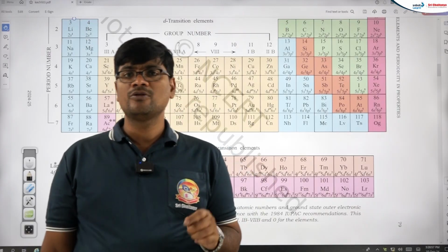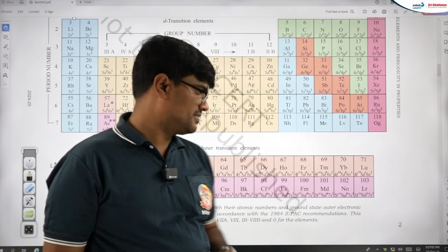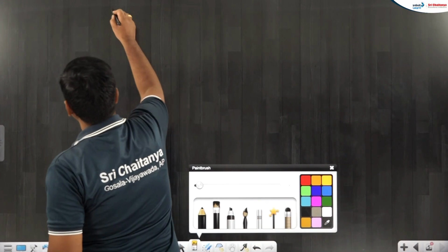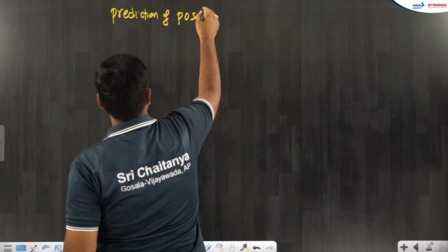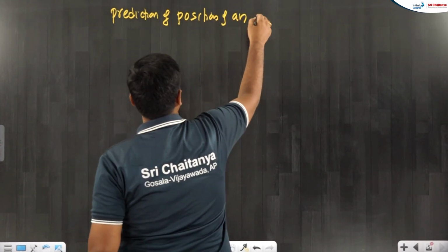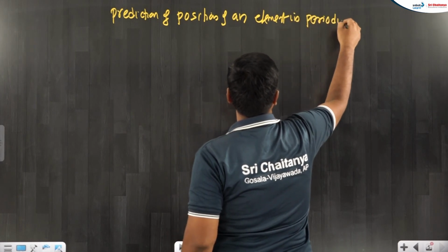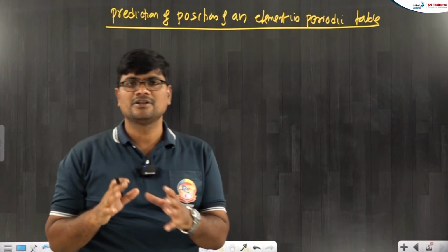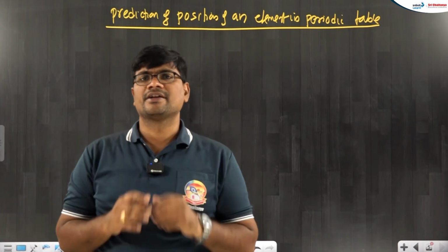Now let's go for how to predict the position of an element in the periodic table. For that, first we need to write the electronic configuration. The first thing you need to do is write the electronic configuration. After writing it, we will understand everything.